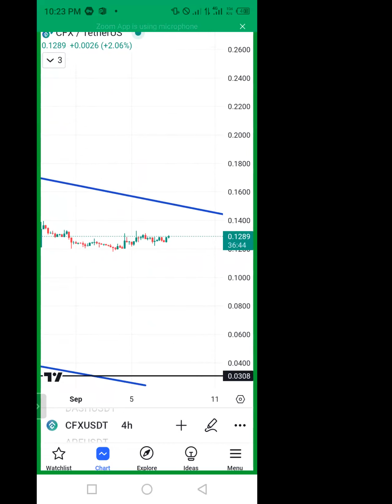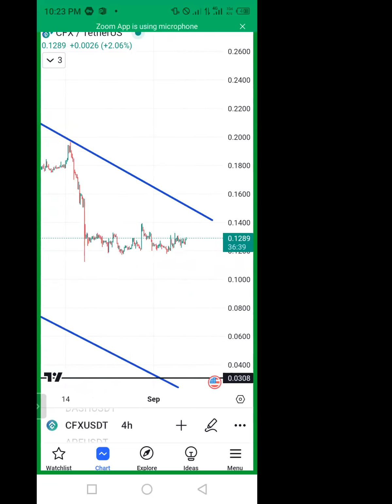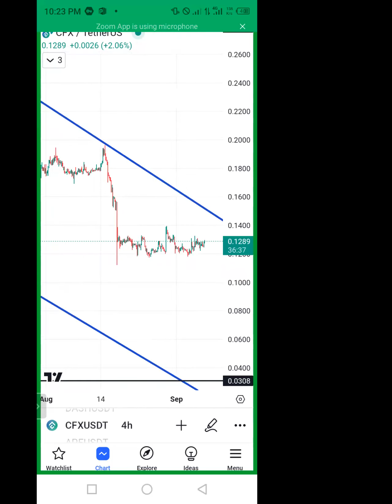Just identify the trend, go to a one day candle. The previous day should be your benchmark, not the current day, not the moving day. If you want to trade CFX tomorrow, you look at today's candle. When it closes at 3 a.m. Ugandan time, you draw your support and resistance. The next day you trade within that area.